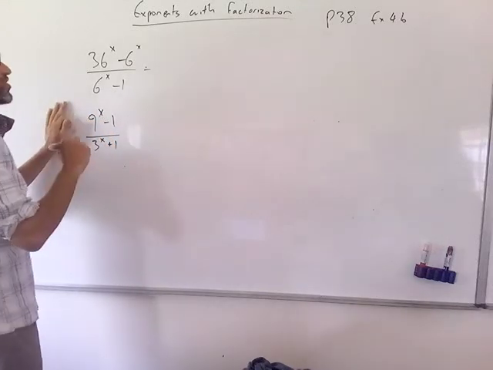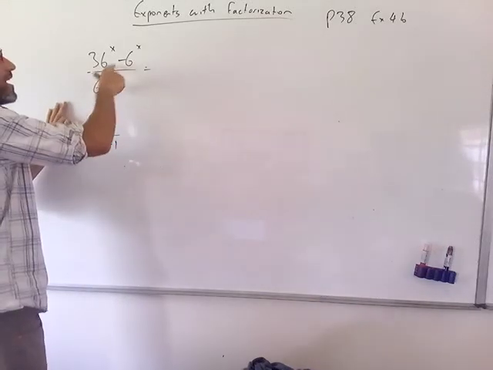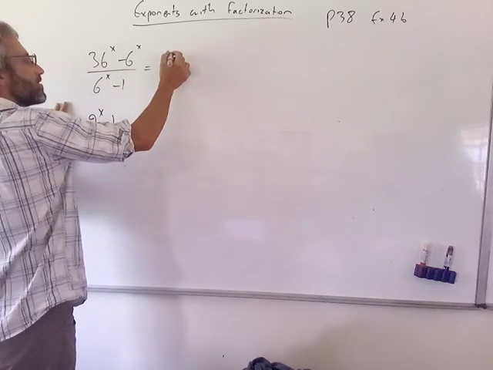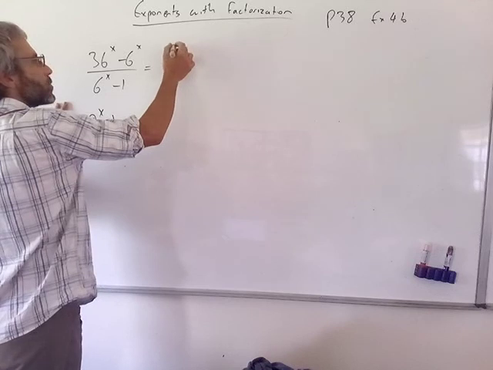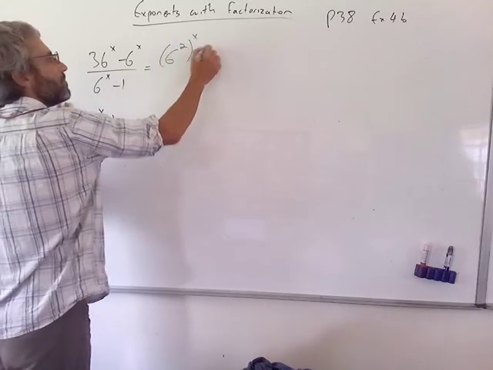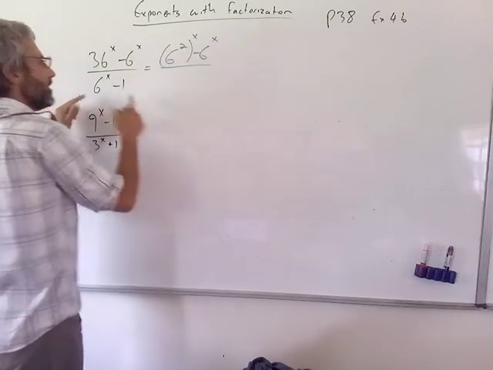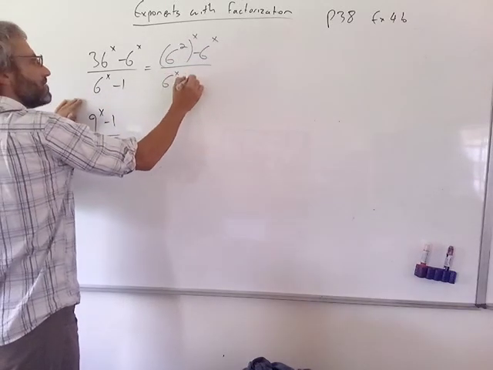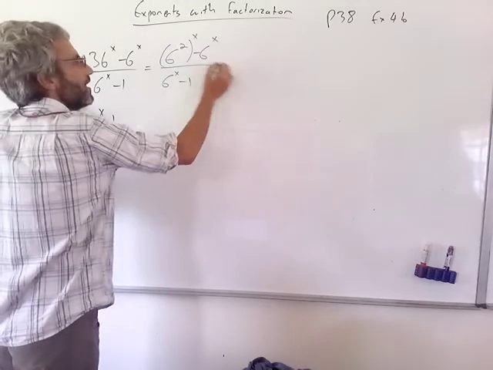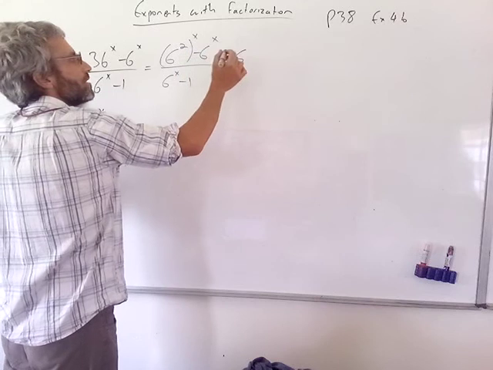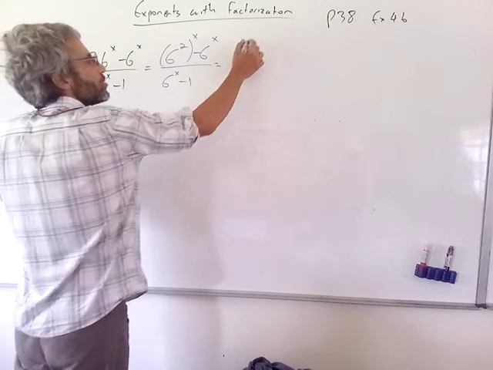Right. So already we're going to realize that we have to work with a base of 6. So instead of 36, we're going to write 6 squared, and we must power it by x. Minus 6 to the power of x. Now this one, guys, there's nothing I can do, so I'm going to just leave it. This one, you guys know how to do that. What do you do here? 6 to the power 2x.